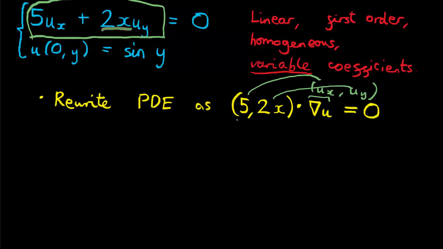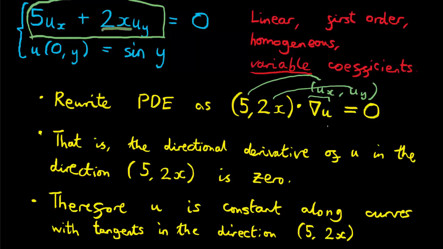But then this is the form that we recognise as a directional derivative. So the left-hand side here is the directional derivative of the function u in the direction (5, 2x). So this is a variable direction now because it depends on x. And then we say that that is equated to 0. And so if we've got something whose derivative in some direction is 0, then u is going to be constant along curves that have got tangents in that direction.